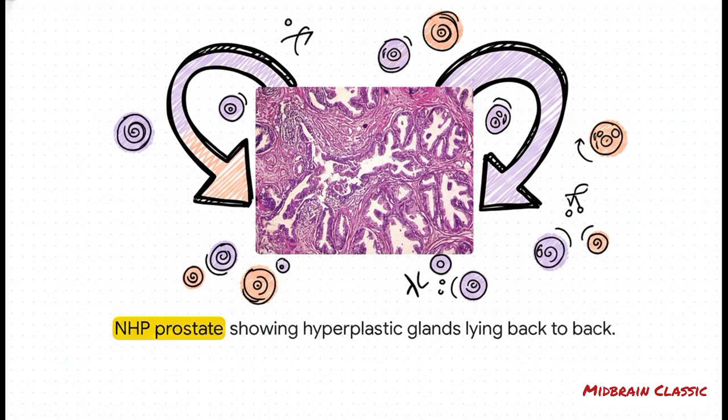And this brilliantly illustrates exactly what we're talking about. This is benign nodular prostatic hyperplasia, or NHP. It's a classic example of pathologic hyperplasia driven by an excess of androgens. Notice how the hyperplastic glands are basically stacked back to back. The sheer number of cells has literally multiplied dramatically because of that intense hormonal stimulation.